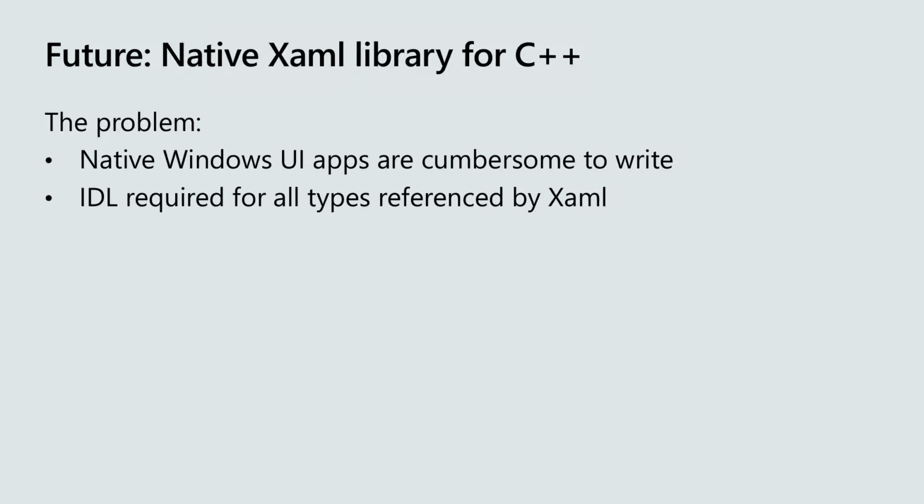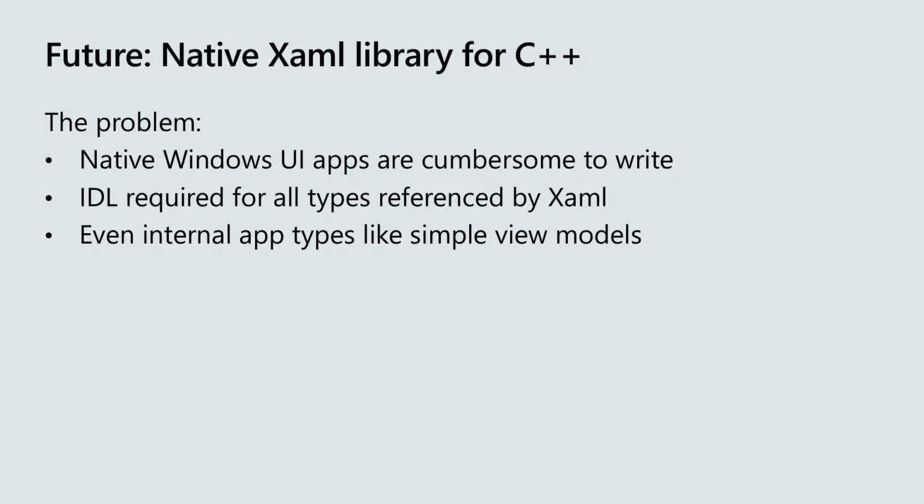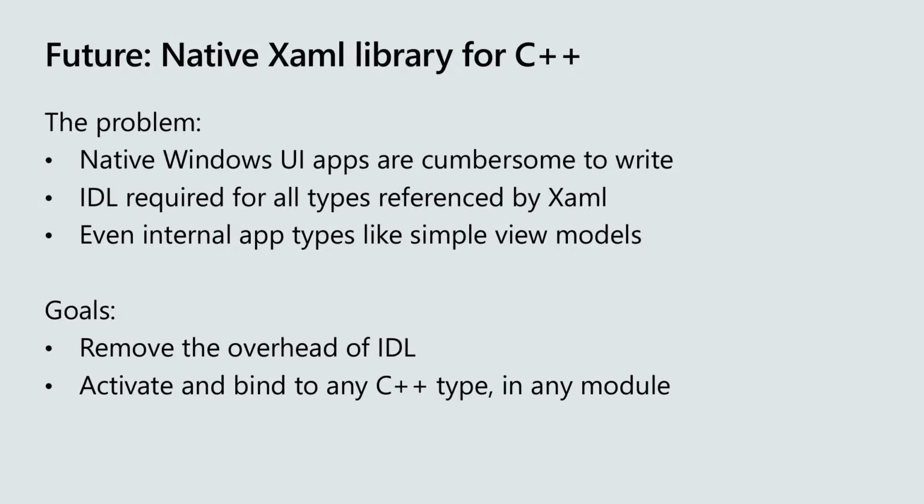So native Windows UI apps are cumbersome to write. They typically require interface definition language definitions, metadata for even the simplest types. Even internal app types like view models require this overhead. And so the goal would be to blow that up, to remove all that overhead and simplify the process, and to be able to bind from your XAML application, say a property value, directly to any underlying C++ type, even a plain old data struct within any module.